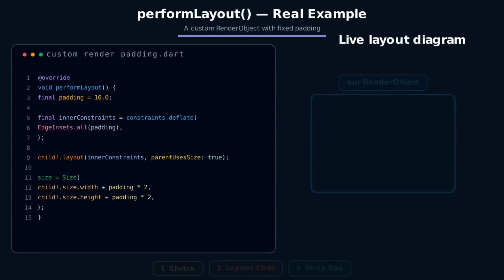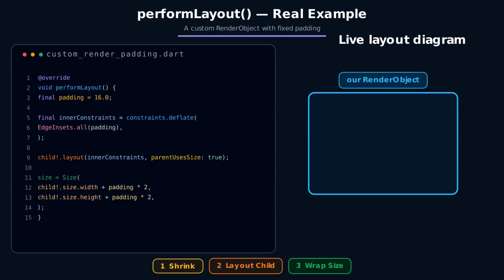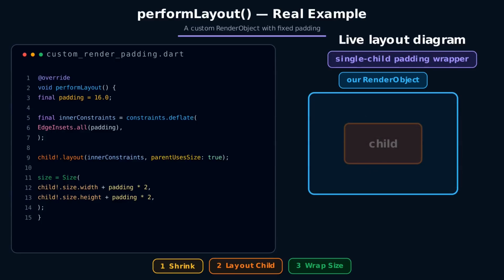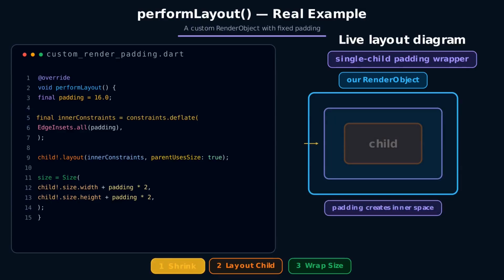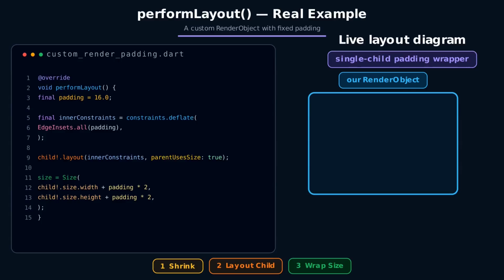Imagine you're creating a custom render object that wraps a single child and gives it some fixed padding. In performLayout, you'd first tighten the constraints by subtracting the padding. Then lay out the child with those tighter constraints. Then set your own size as the child's size plus the padding.